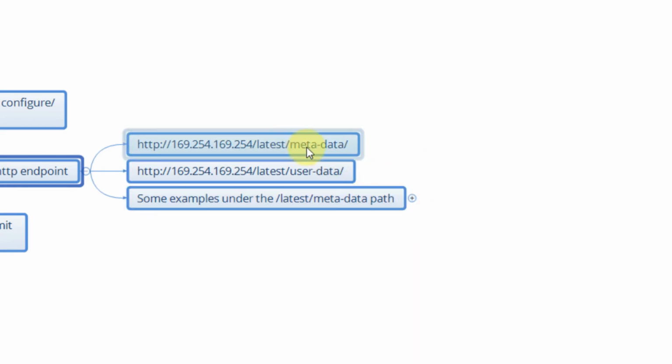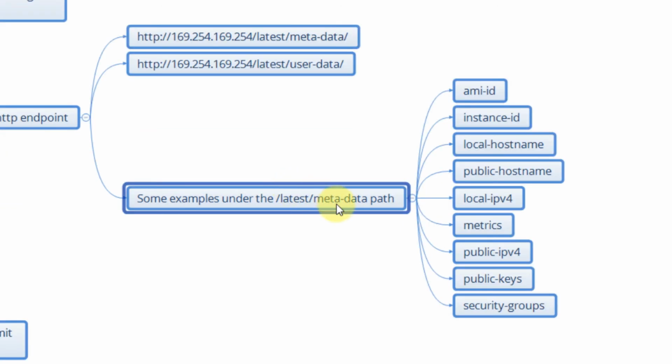Now, let's look at some examples of the metadata. So what do you find under latest/meta-data? You can have /latest/meta-data/ami-id. You retrieve that, you get the AMI ID. Similarly, there are other attributes: instance ID, local hostname, public hostname, local IPv4 address, metrics of the instance, the public IPv4 address, public keys, security groups, and so on.